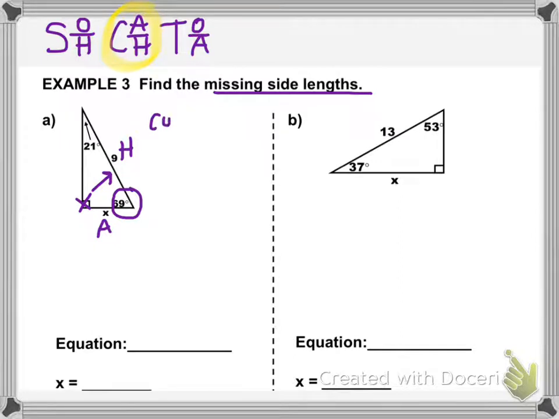So here's how we set it up. We're going to write the trig function we choose, cosine. We're going to write the angle measure that we've chosen, 69 degrees, equals the ratio. The ratio for cosine is A over H, or x over 9. So here is the equation. I'm going to write it down here.